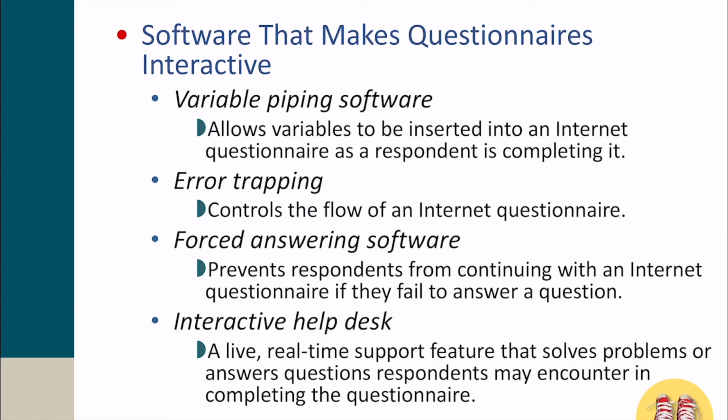And this will be our last slide. You have variable piping software. It allows variables to be inserted into an internet questionnaire as a respondent is completing it. Error trapping controls the flow of an internet questionnaire. Forced answering software prevents the person from continuing with an internet questionnaire if they fail to answer a question. Again, if you answer the wrong question or if you don't meet the criteria, it will stop you there.